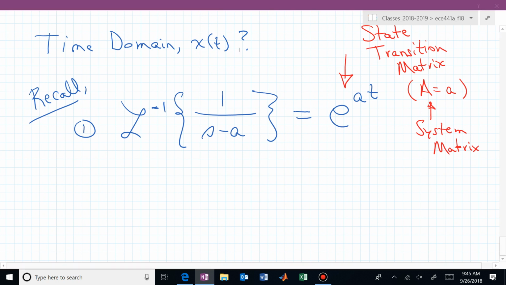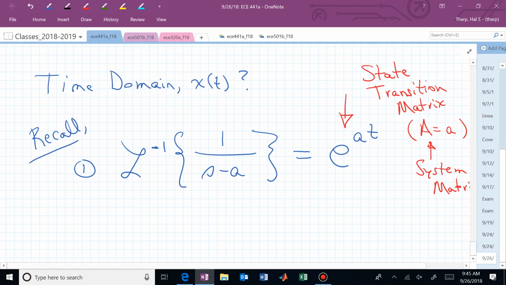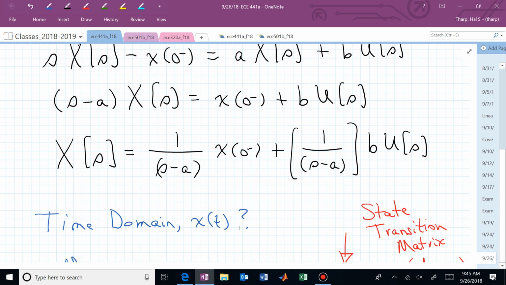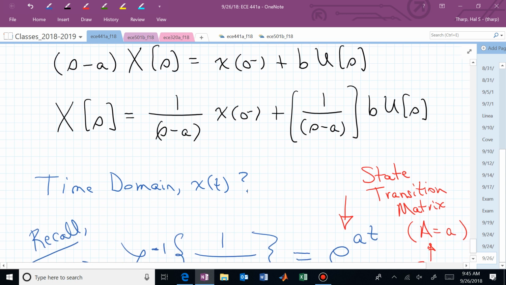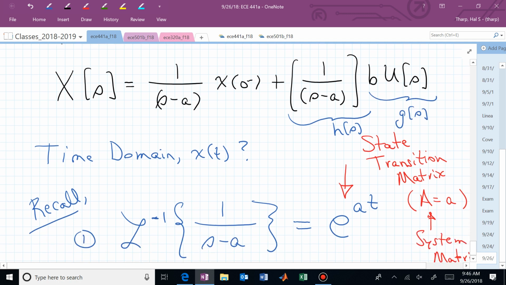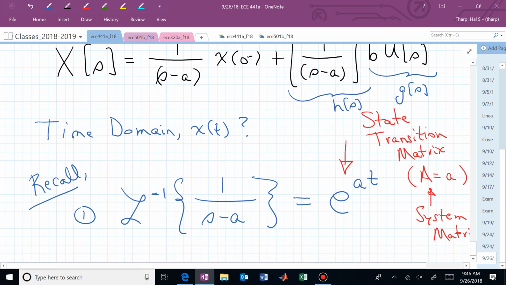Now, I need you to recall something more. Part 2, which I had crossed out before, I want to now recover that and say, what's the inverse Laplace transform of that? And if it looks a little bit scary, why don't we take it apart? Why don't we think of this as h of s and this as g of s? Now I have a product of two frequency domain expressions, h of s and g of s.